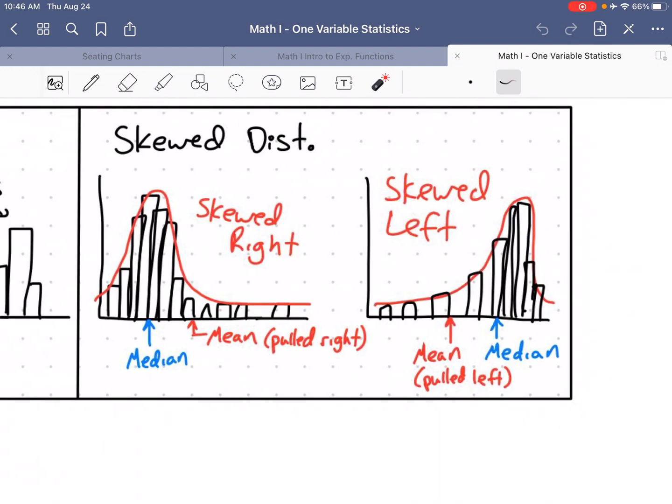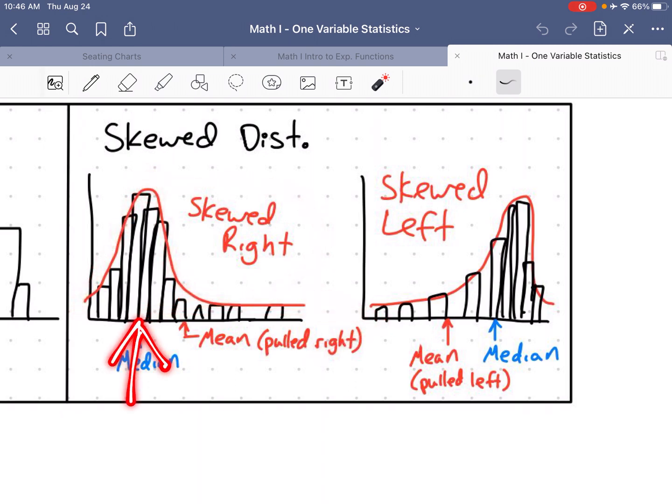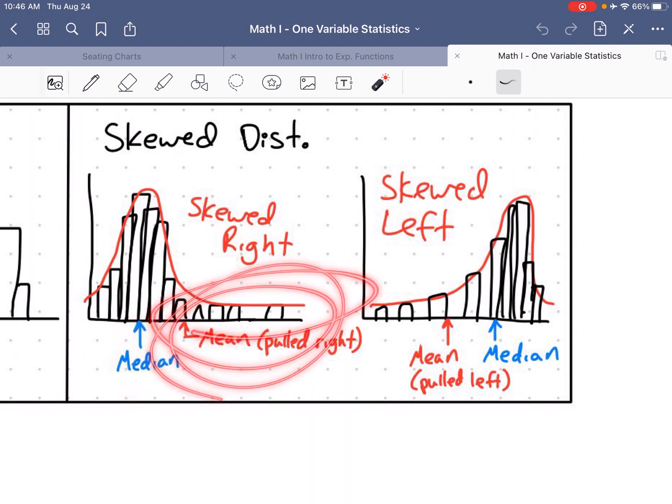Here's a little more of what I mean. So this one right here, it's skewed right. We've got our main peak, and then it kind of trails off to the right. The median is still going to be right around that main peak, but your mean is getting pulled to the right by these data points over here.